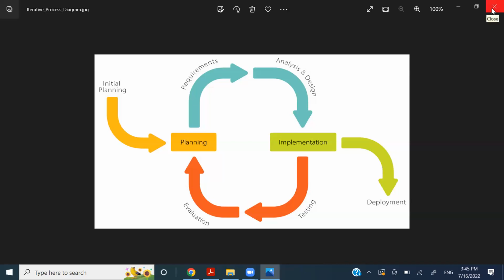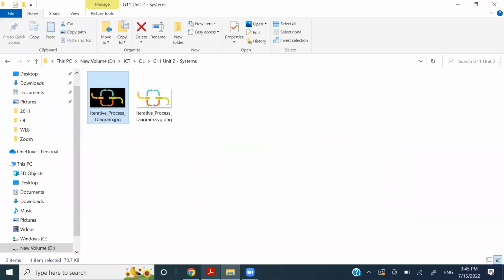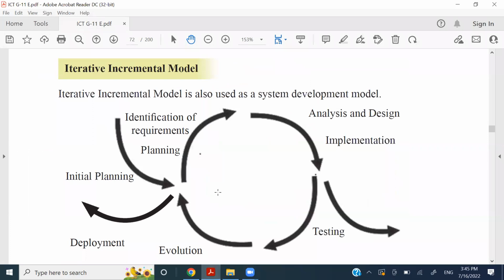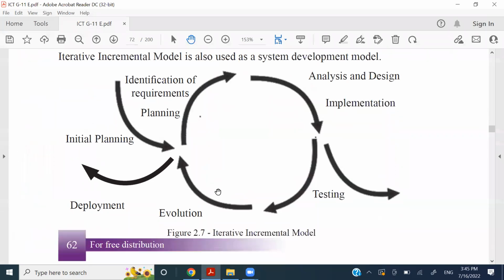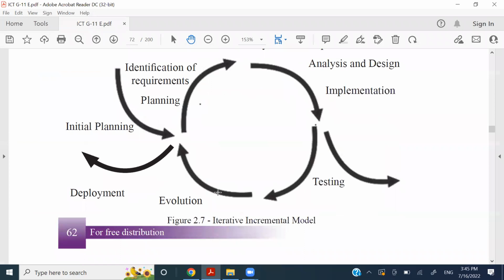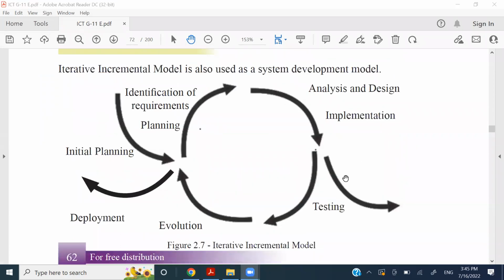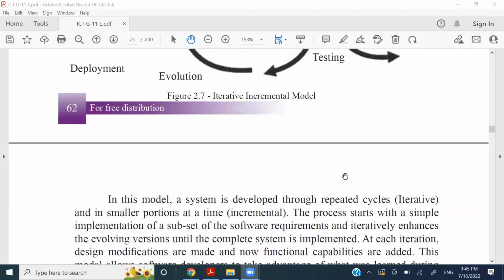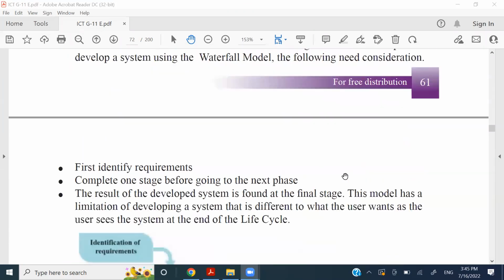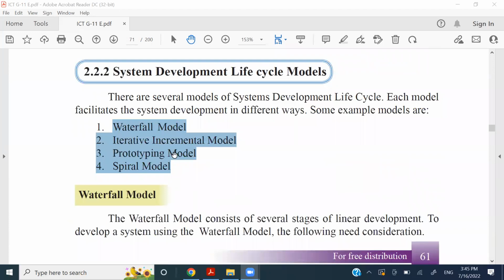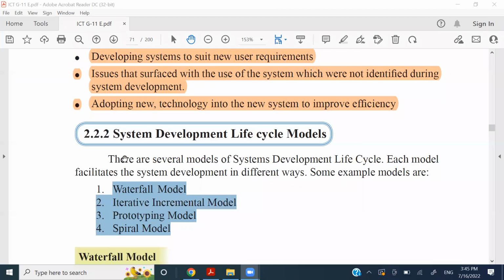People, is that clear? The iterative incremental model. Okay, so with that, we can end this particular lesson. So let's write these things down as quickly as possible so we can start the new lesson by next week.